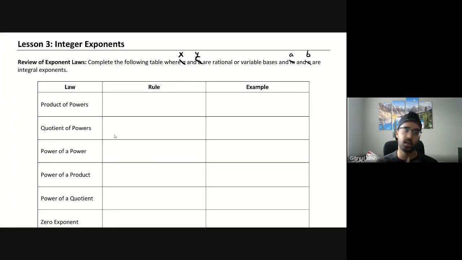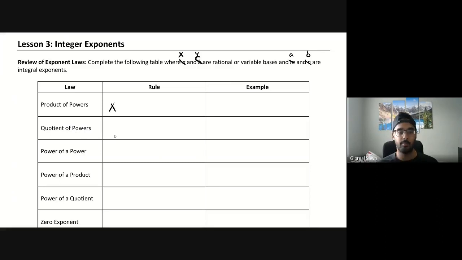So we'll start off by talking about the product of powers. If you think about what the law says, we're going to take the product, which means to multiply, and we're going to multiply two powers together. Now remember what a power is. A power has both a base and an exponent attached to it. So that's what we mean when we say a power. So we're going to take two powers.